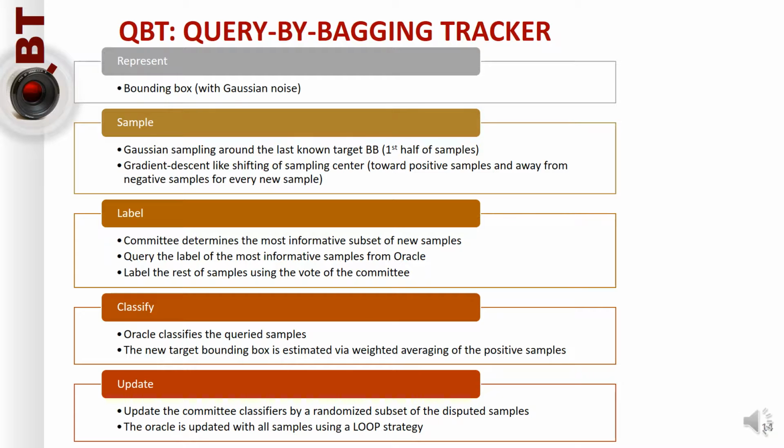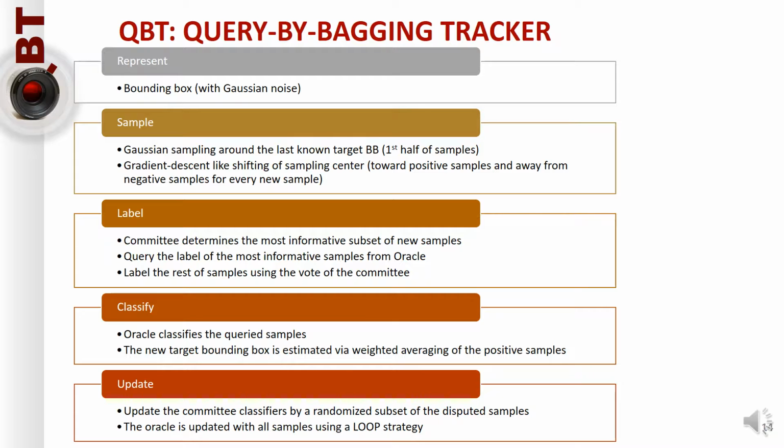In other words, positive samples absorb and negative samples repel the sampling center, proportional to the reverse of their distance to the center. The label of the samples is determined based on the vote of the committee. If they are in agreement about the label, it is assigned to the sample. The most uncertain samples are, however, sent to the oracle for labeling.